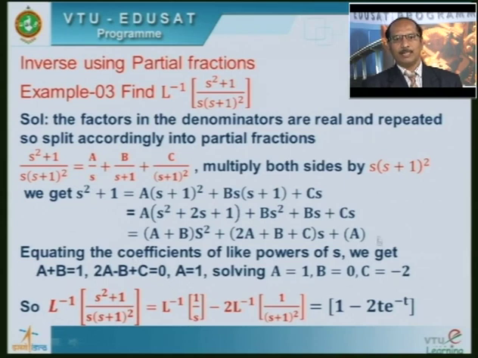Lastly, I compare the constant terms. The left hand side is 1, the constant term, and the right hand side is a. So a is equal to 1. Solving these three equations, we find out the a, b, c values.